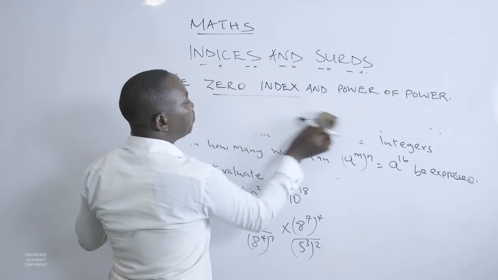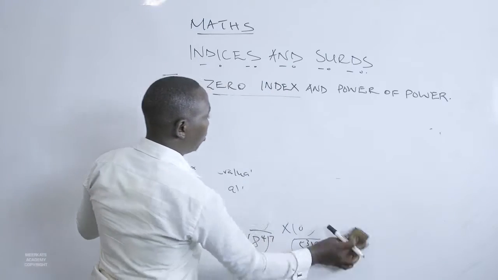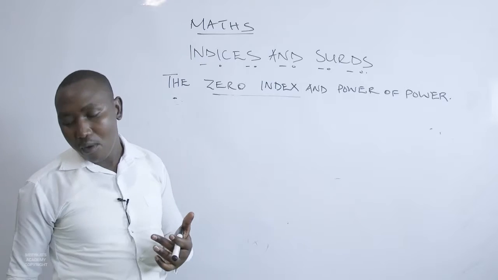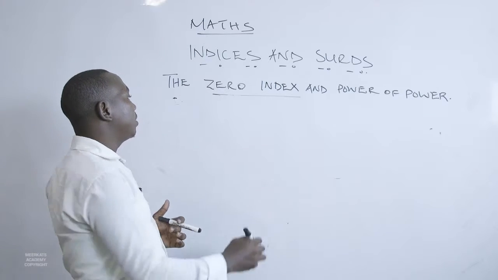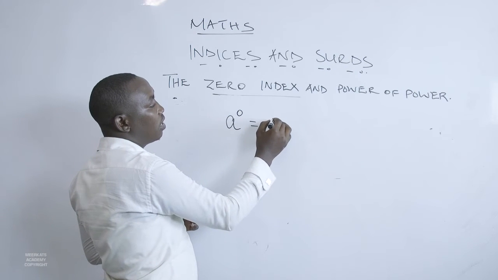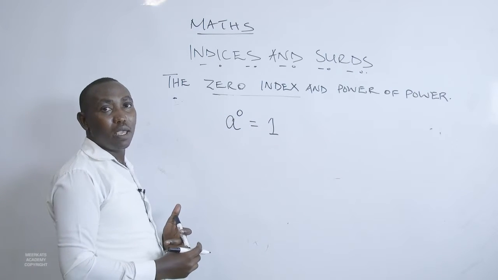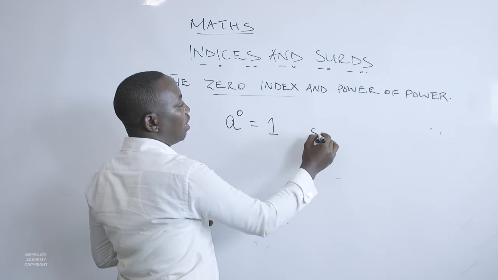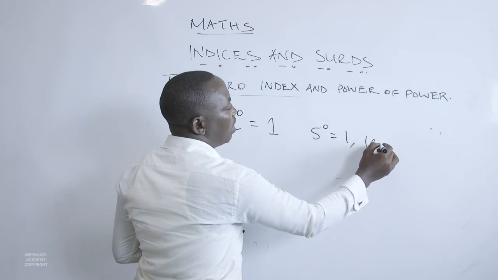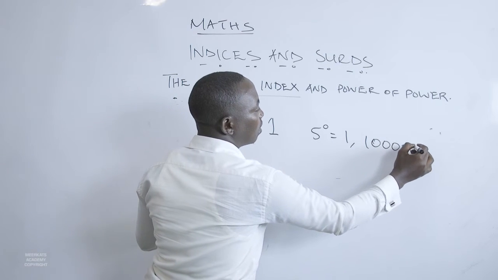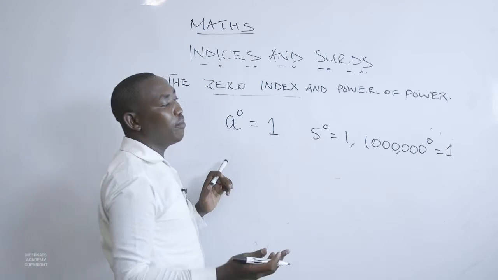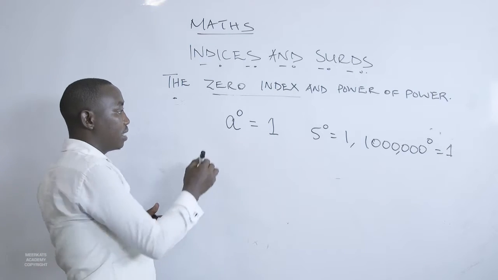So today we have been able to look at the zero index and the power over power, where we said that whenever you have any number raised to 0, that number will be 1. And it can be any number. 5 raised to 0 is 1. 1 million raised to 0 is 1. Any number raised to 0 is 1.